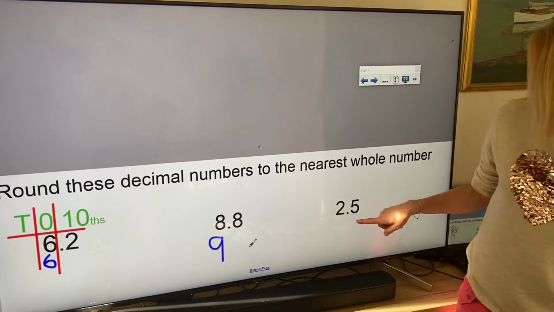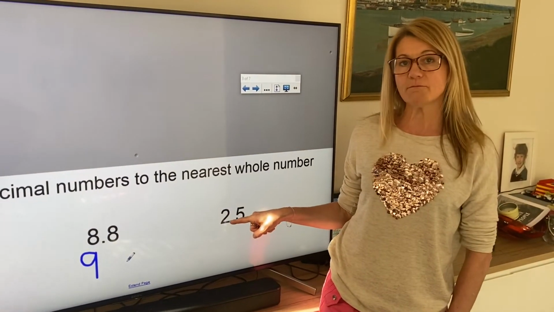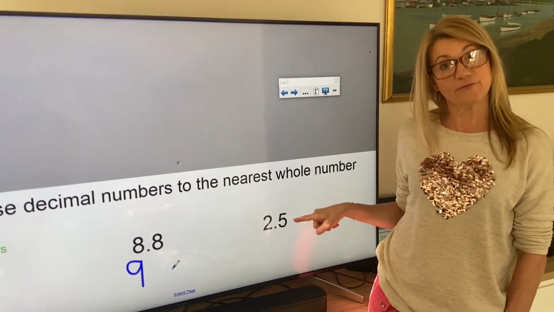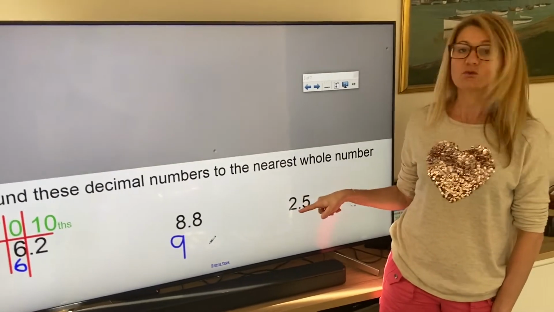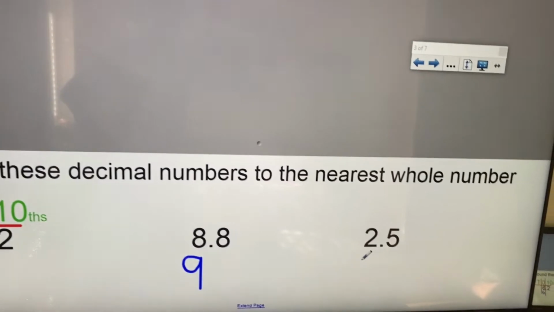And finally, 2.5. 2 is our whole number. We go next door. Is it more or less than 4? It's a 5. We know we round up if we have a 5. So your 2 becomes 3.